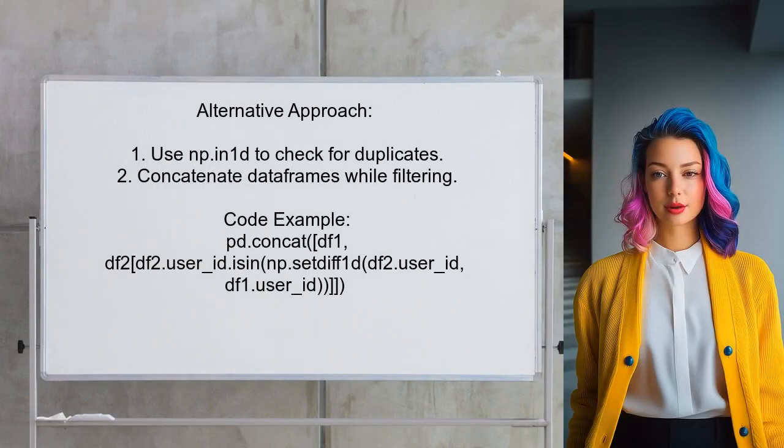An alternative approach suggested by another user involves using NumPy's in1d function to identify duplicate user IDs. They recommend concatenating the data frames while filtering out duplicates from the second data frame. This method is efficient and straightforward.